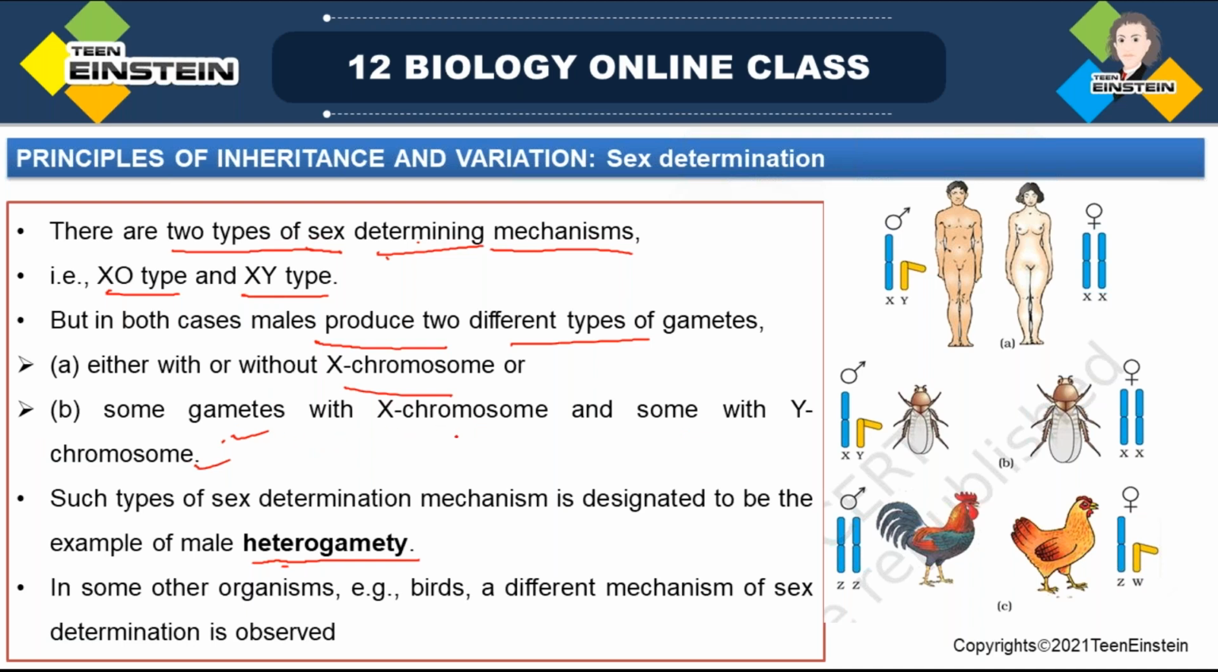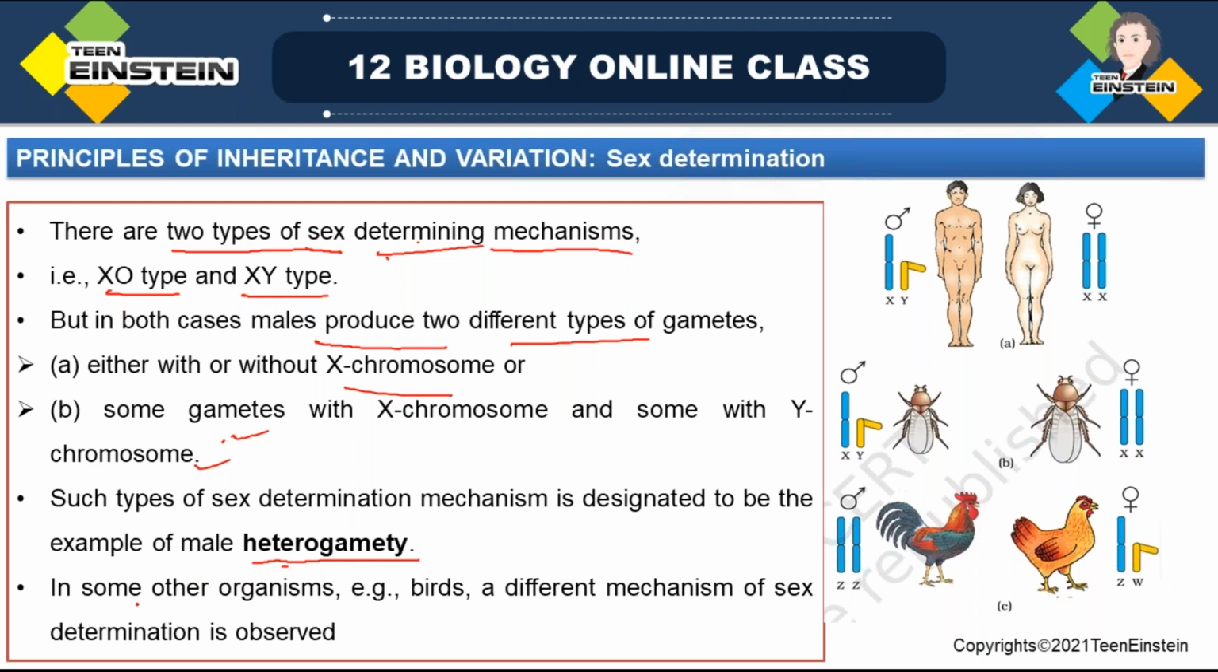So gametes with the X chromosome and some with the Y chromosome. That is not a homozygous condition; it is a heterozygous X and Y condition. Such a type of sex determination mechanism is called male heterogamety. That heterozygous or heterogametic condition is called heterogamety.